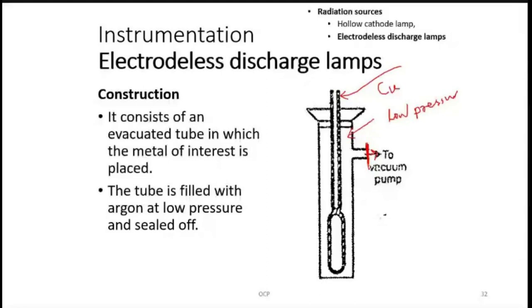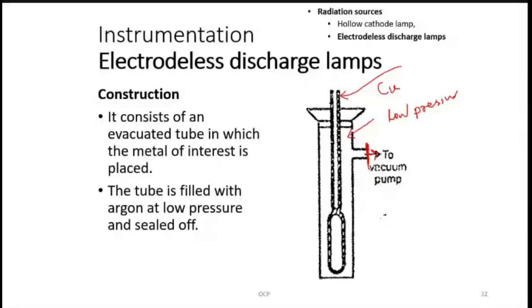Now this entire assembly is kept in a microwave. In the microwave, the argon which is surrounding the metal will acquire the energy, it will get ionized, and then it will be bombarded on the copper. And a similar process as in the hollow cathode lamp will occur.